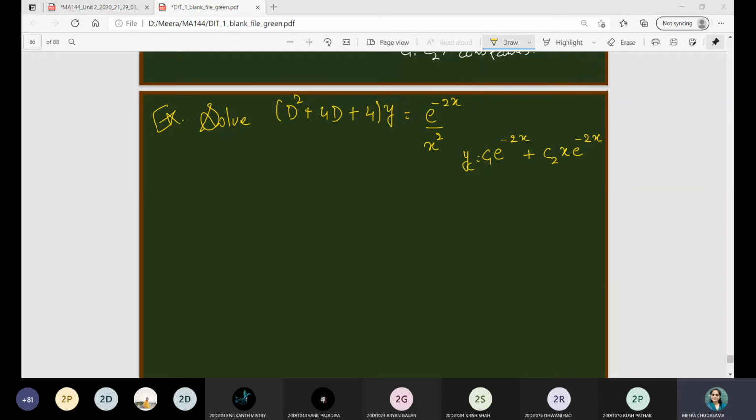How many of you got this correct complementary function? Please raise your hands. Okay. Good. It means now you are confident about this complementary function, which is involved in the first unit test. The syllabus is already mailed to you. I hope that you got it, right?